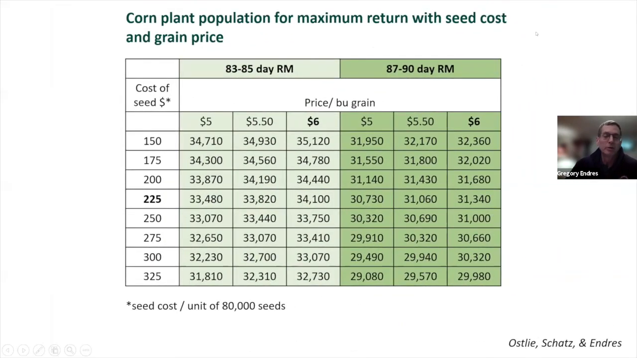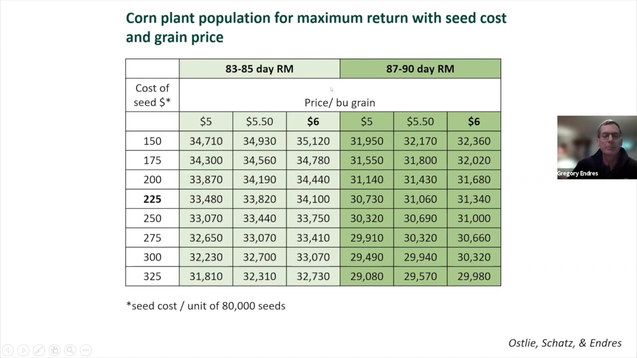But there's more to the study, more results. And this is a look at the economics. So on this column, we show the cost of seed, and then we have in this row, the price of grain. And then in addition, we do have a split out by relative maturity ranges.